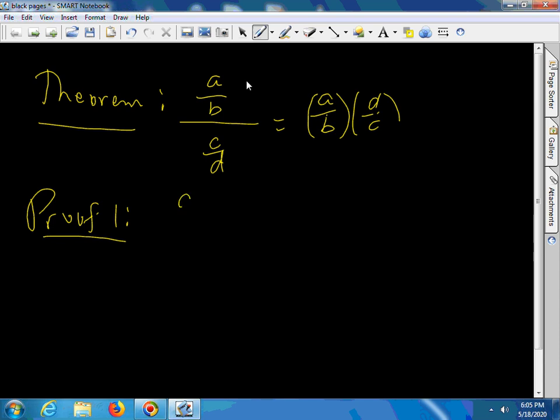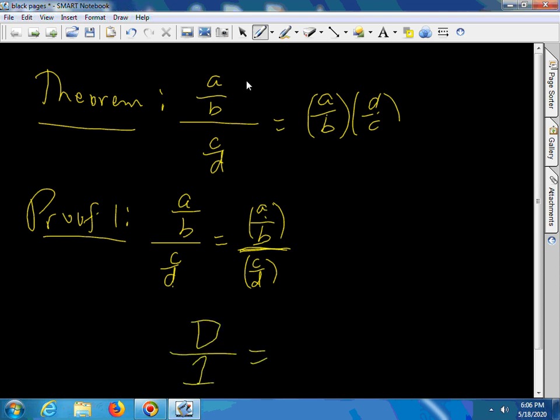Proof 1. So we start off with what we're given. Now that fraction, surely it equals itself. Surely it equals itself times 1. But there are different ways of writing 1. Now, I'm a real big fan of dividing by 1. In other words, anything divided by 1 is anything. So I'd like to divide by 1. Somehow, I would love to get what's underneath that fraction bar to be 1.